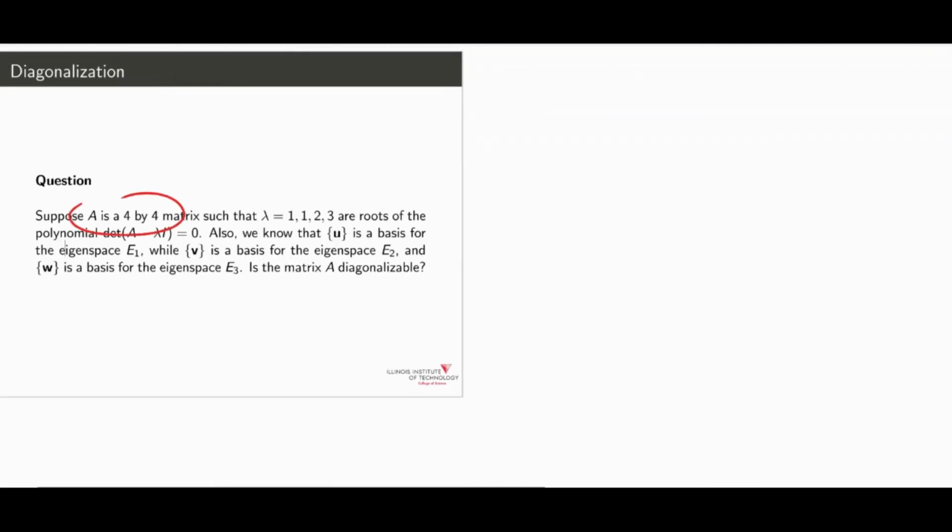Suppose A is a 4 by 4 matrix, and these are the eigenvalues. These are the roots of the polynomial, which is just another way of saying that each is an eigenvalue. Suppose U is a basis for the eigenspace E1, V is a basis for the eigenspace E2, and W is a basis for the eigenspace E3. Question: is matrix A diagonalizable?